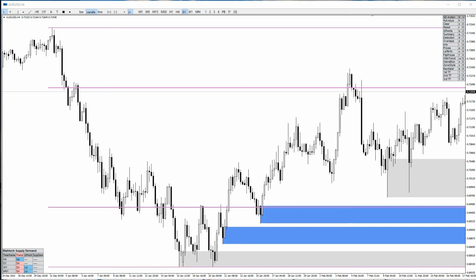Now, once the zone is strong and is with a primary trend, these cells will light up to let you know that a high probability setup is potentially available. Now, you still have to use your own analysis to determine if you're willing to take the trade.